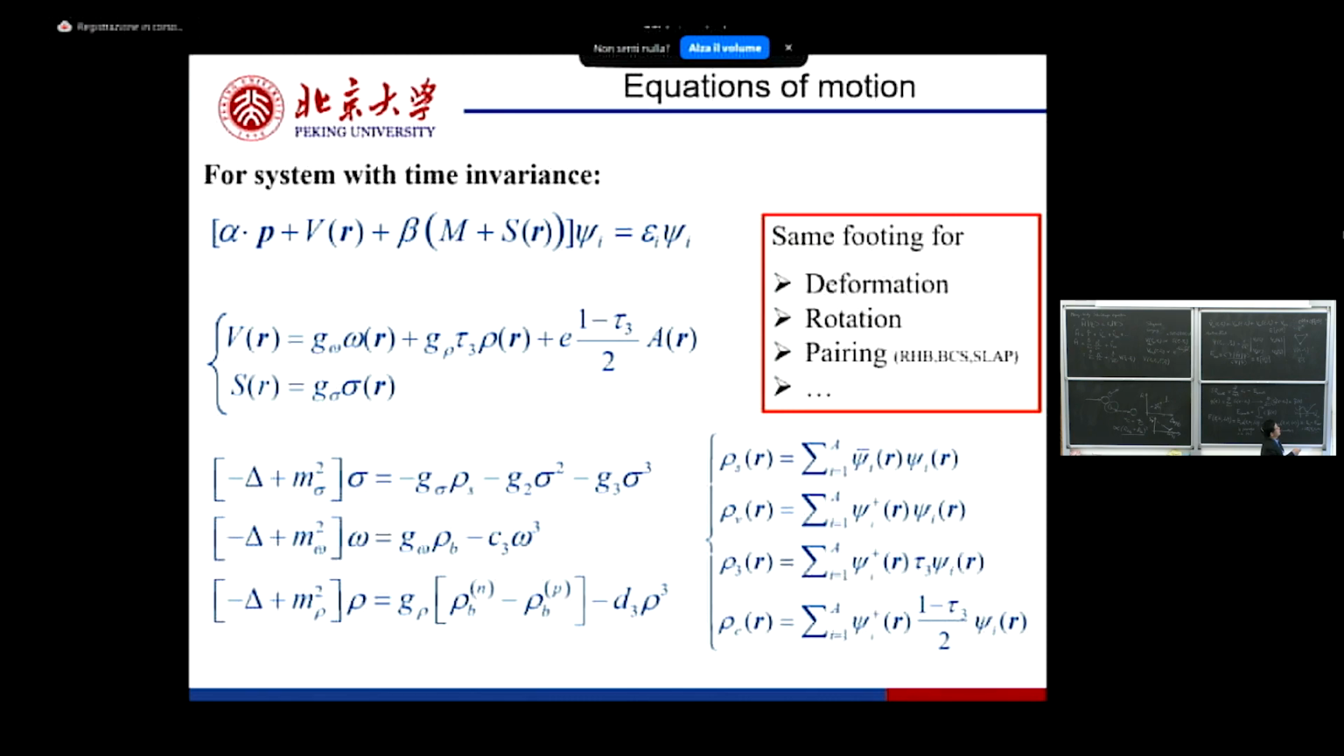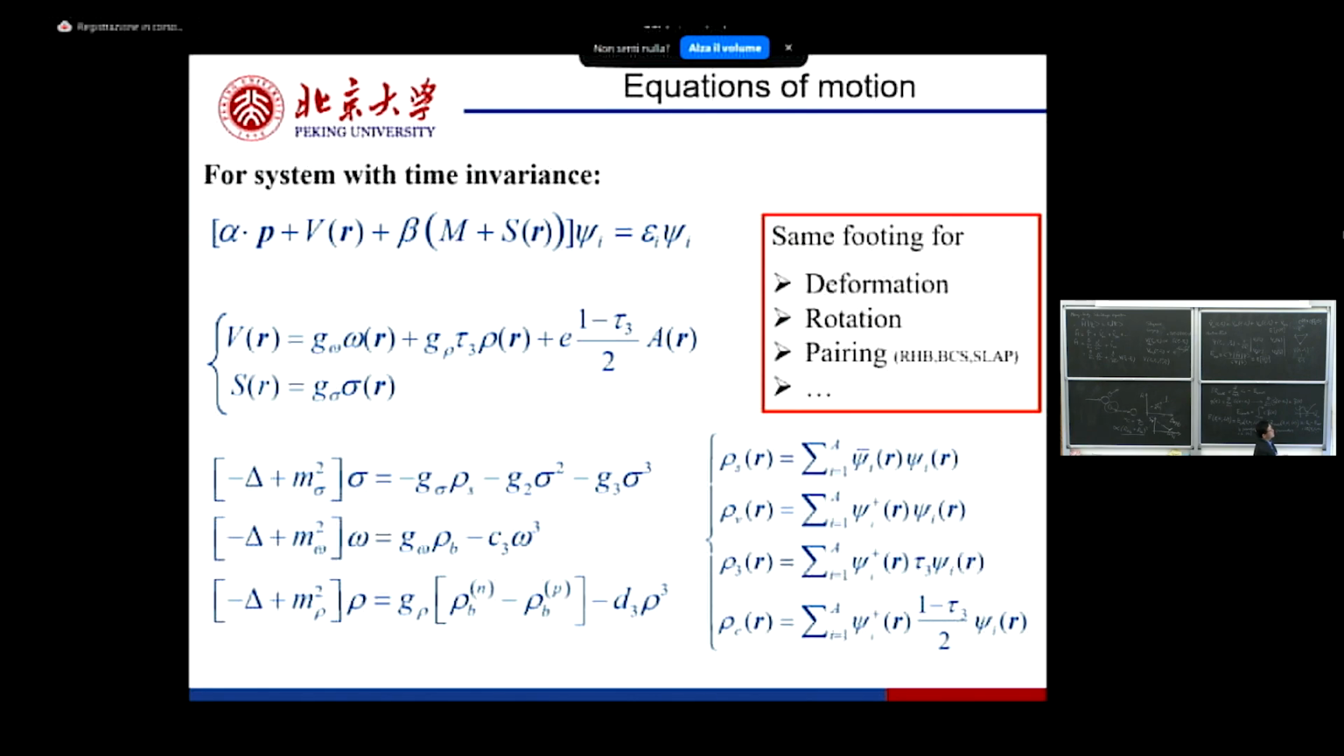And alpha and beta are the Dirac matrices. And p is the momentum operator. V is the vector potential. S is the scalar potential. And psi_i is the so-called Dirac spinor.